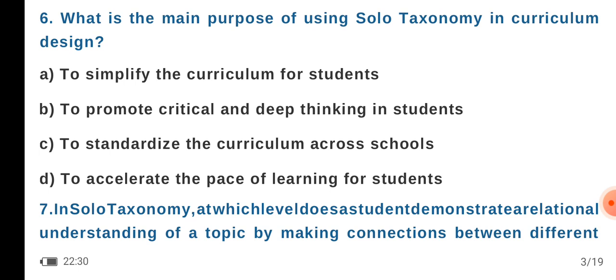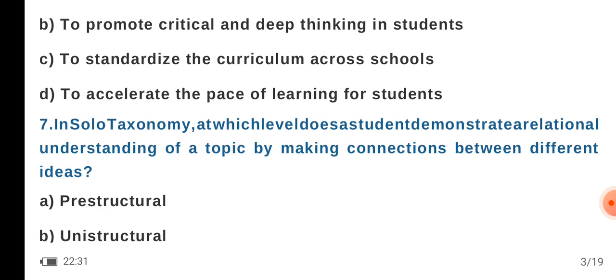The correct answer in number 6 is letter B, to promote critical and deep thinking in students. The main purpose of using SOLO Taxonomy in curriculum design is to promote critical and deep thinking in students by providing a framework for progressively deepening their understanding of topics. Okay, let's move on. Number 7.